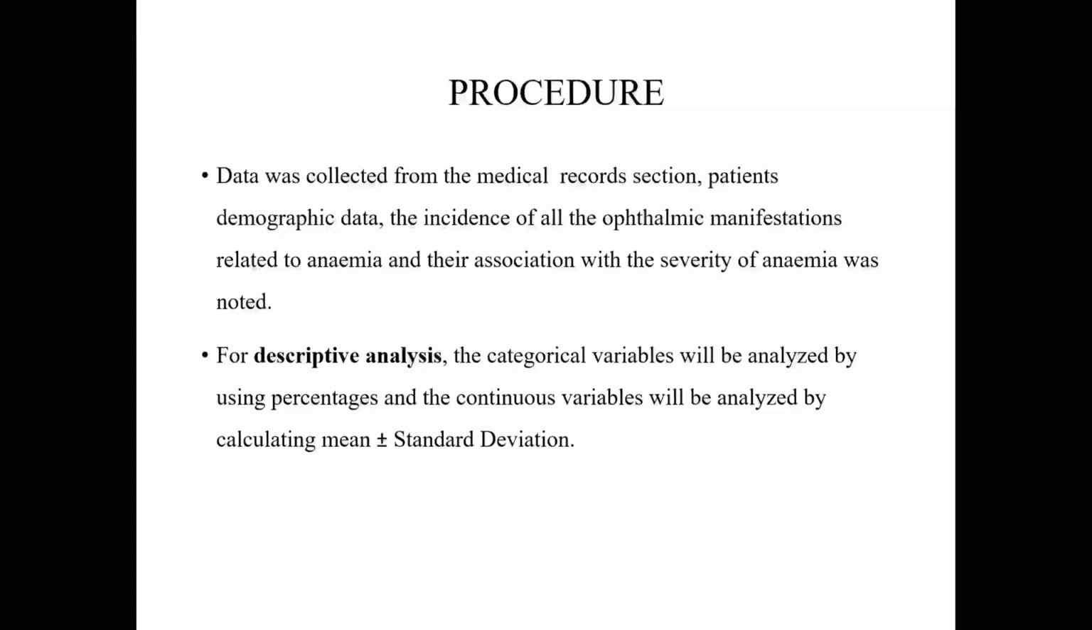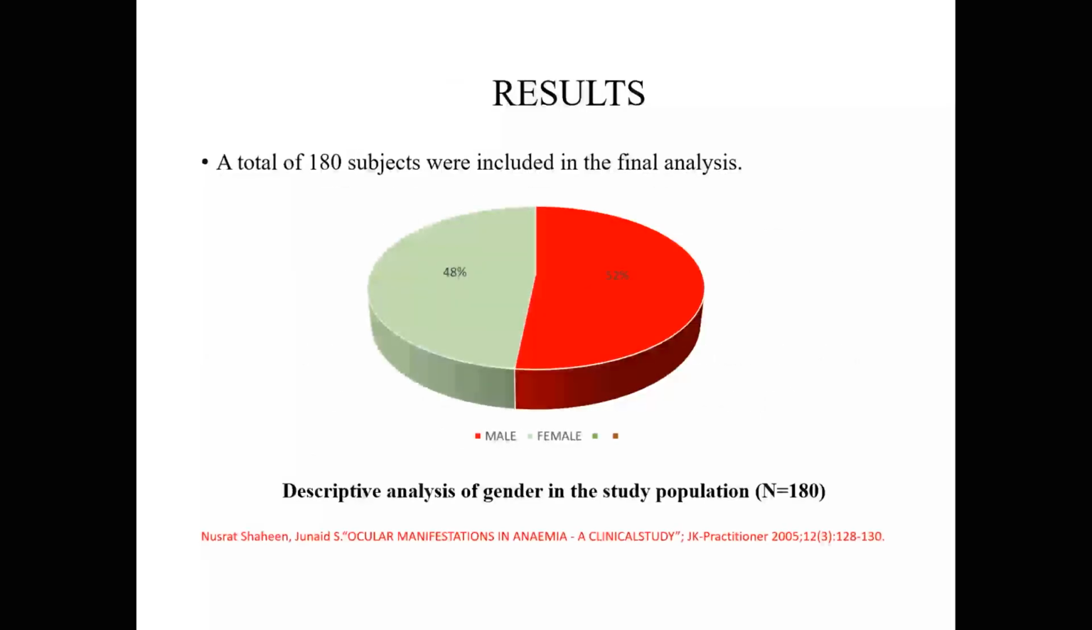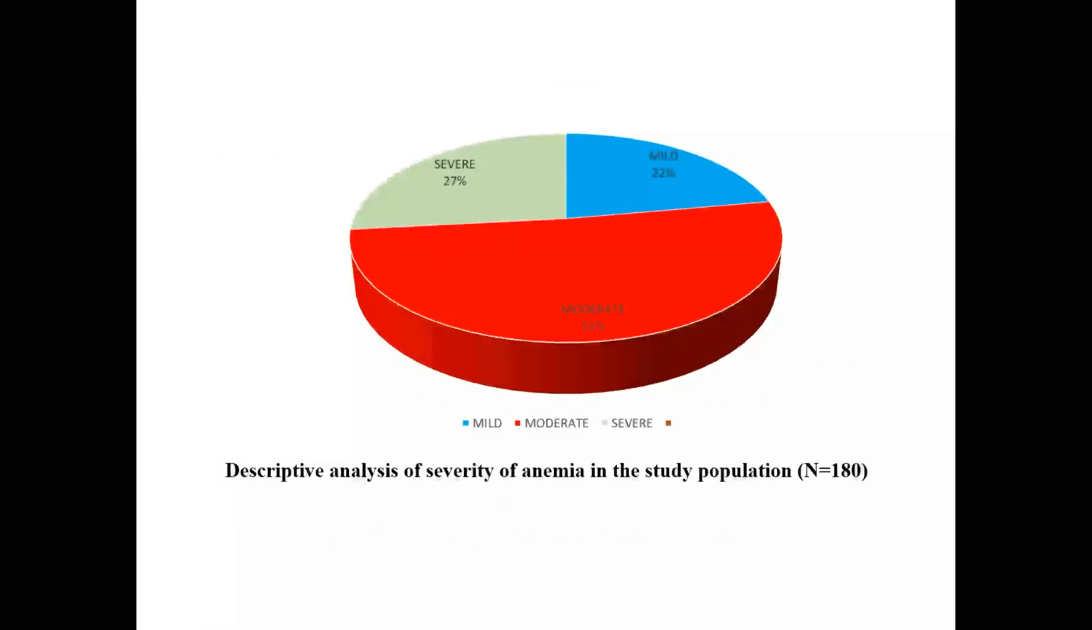Procedure: data was collected from the medical records section, patient demographic data, the incidence of all the ophthalmic manifestations related to anemia and their association with severity of anemia was noted. For the descriptive analysis, the categorical variables will be analyzed by using percentages and the continuous variables will be analyzed by calculating means. So, descriptive analysis of severity of anemia in the study population.